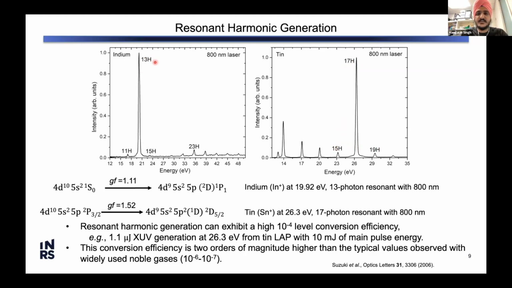And these kind of resonant harmonics have been shown to exhibit a very high, 10⁻⁴ level conversion efficiency. So for example, if you use 10 millijoule of laser pulse energy, we can generate a microjoule level XUV pulse energy from these kind of resonances. And as I said earlier, this is about 2 orders of magnitude higher than the typical conversion efficiencies observed from the noble gases.